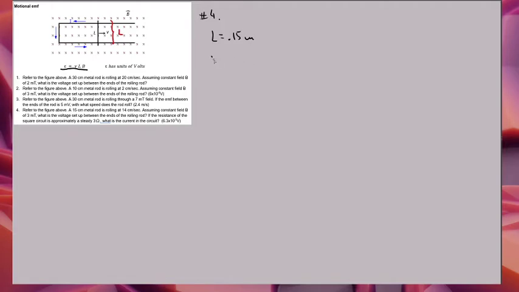And we know the speed, it's 14 centimeters per second, which means it's 0.14 meters per second. And what else do we have? The magnitude of the magnetic field is 3 times 10 to the negative third of a Tesla. And the question is, so the unknown is, what is the voltage set up between the ends of the rod?